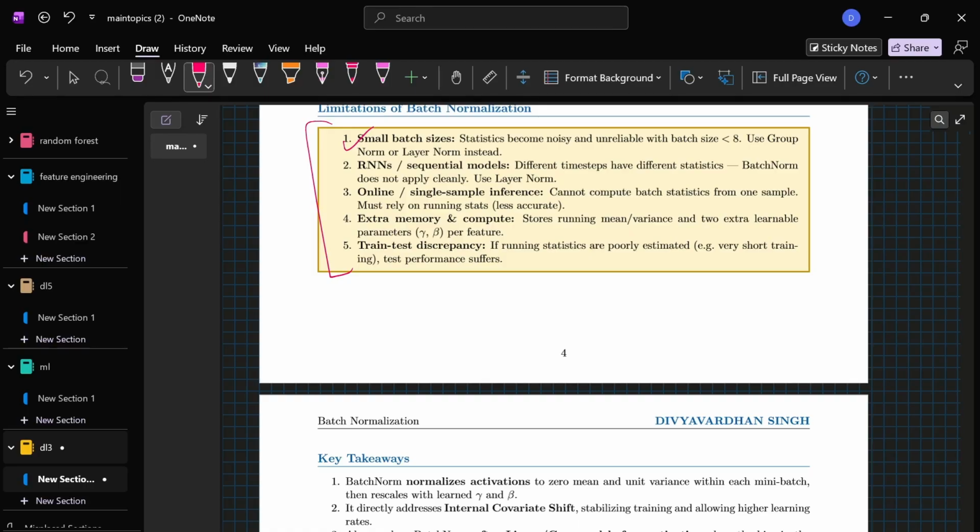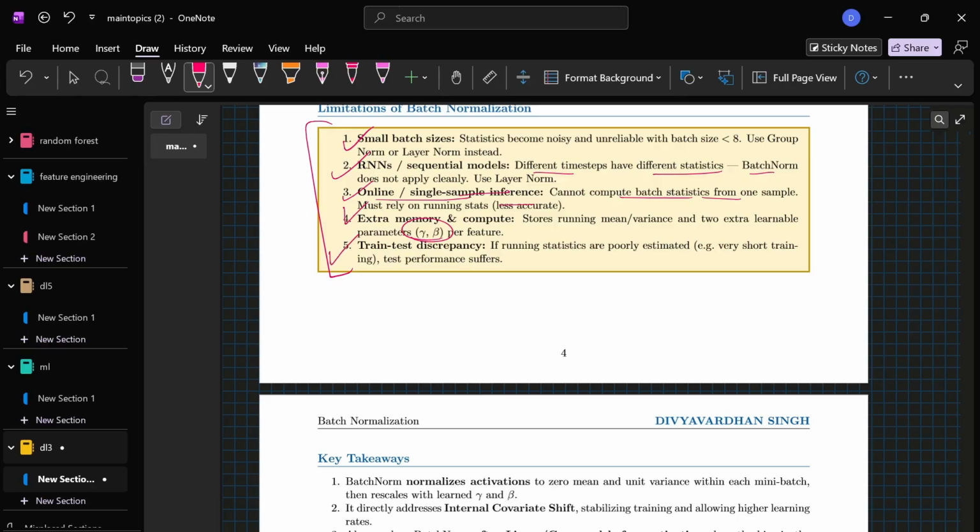Second, it does not do well with RNNs or sequential data. Different timestamps have different statistical properties, and batch norm doesn't handle that cleanly. Okay. Third, online or single sample inference is tricky. If you are doing that, then you need to rely on the running statistics instead of the computed batch. Then we have extra memory and computation. Batch normalization stores running means and variances. Plus, there are two extra learnable parameters, gamma and beta, so we need to train those also.